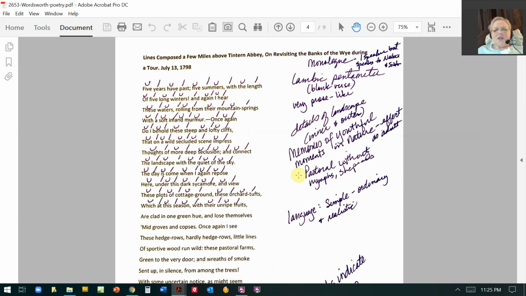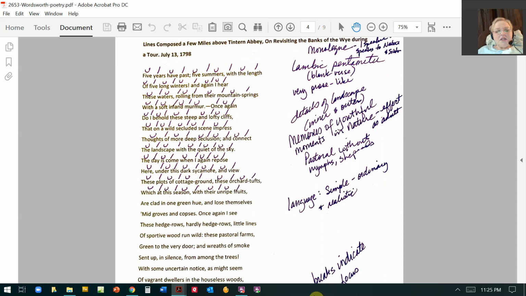I think here you'll also again see that the language tends to be simple, it's ordinary, it's realistic. Now again, we might not say copses and orchard tufts, but that's because we have a different kind of simple language today. But for him, at the time, this would have been pretty simplistic.